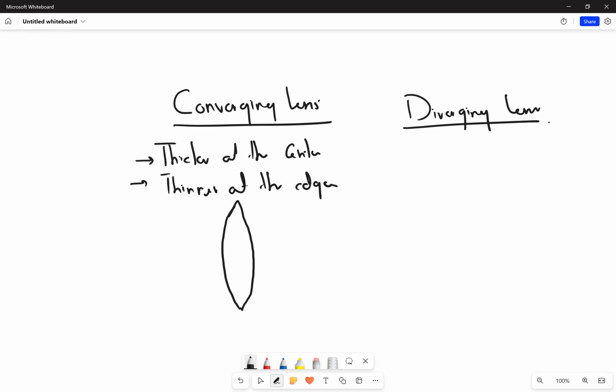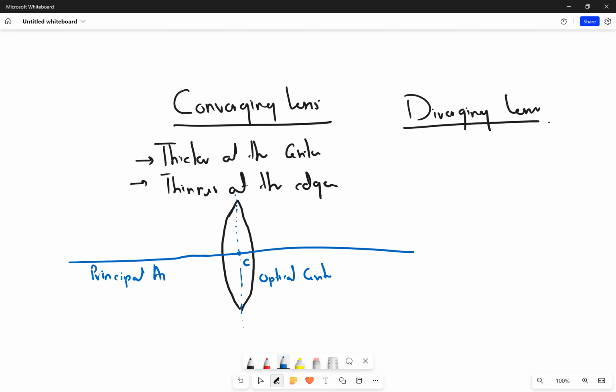And if you draw an imaginary line from the center of this lens, like this, this point is known as C, which is the optical center. And then there's a principal axis, a line that passes through the optical center is known as a principal axis. And this principal axis will have focal points, one focal point on this side and one focal point on this side, right? Because the object is placed on one side and the image is created on the other side. This is why there are two focal points.